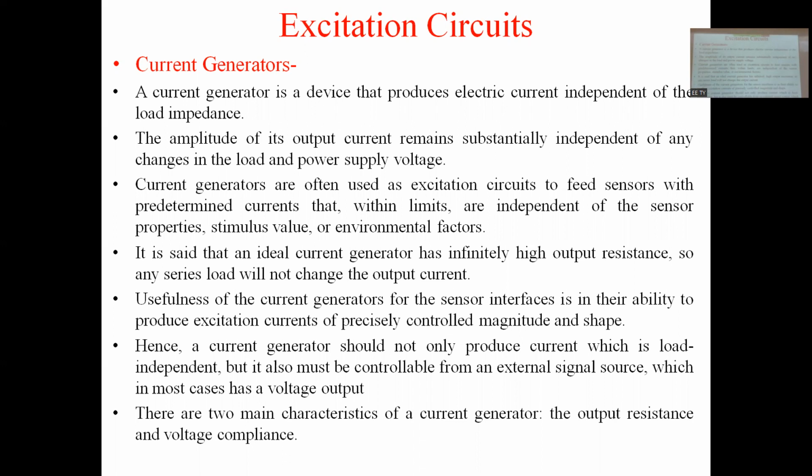So it is said that an ideal current generator has infinitely high output resistance. So any series load will not change the output current. So in case of an ideal current generator, its internal impedance should be 0 or minimum.